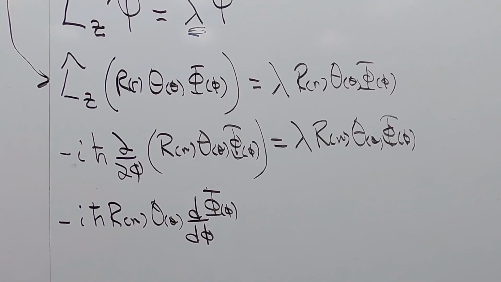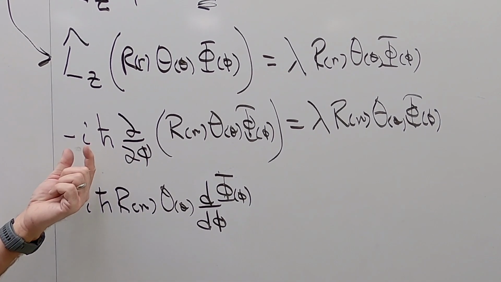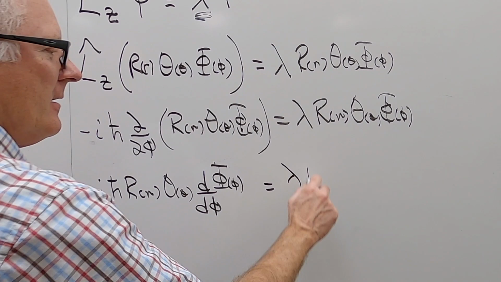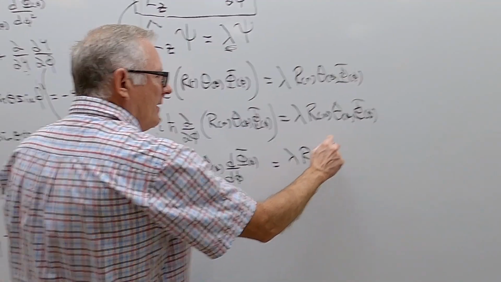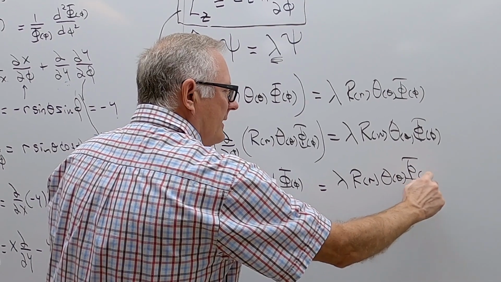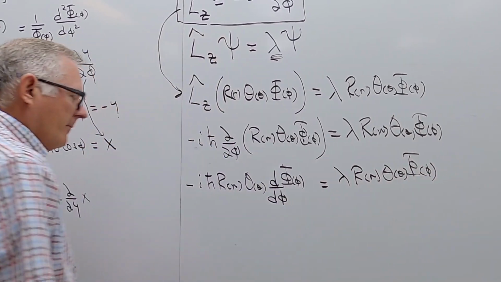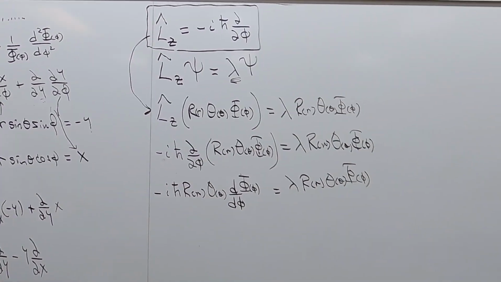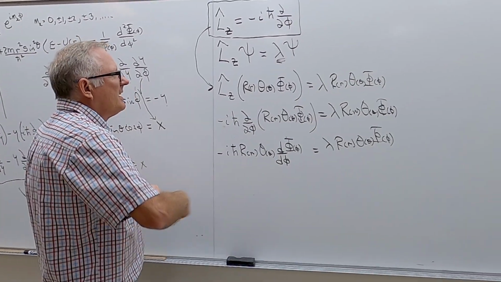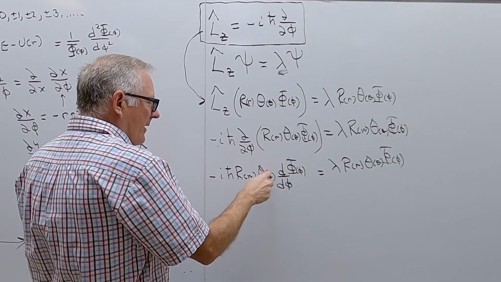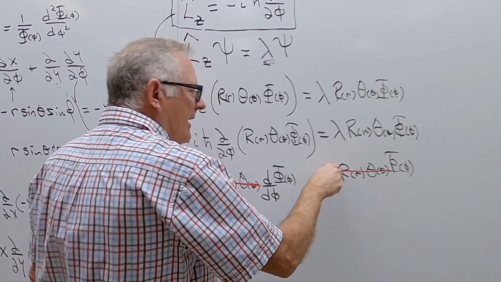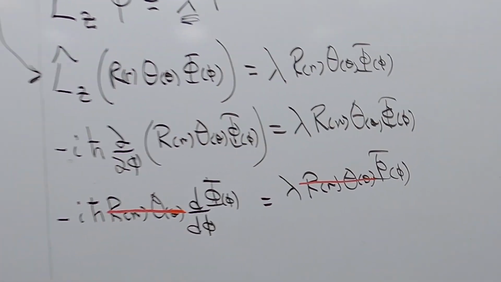Okay, so there's the left side. I just pulled out the other parts. And then on this side, we still have lambda, R of r, Theta of theta, Phi of phi. Both sides have an R and a Theta, so I can cancel them out. They just pass through because this only depended on the phi part. So these two terms I can cancel out because they're on both sides.